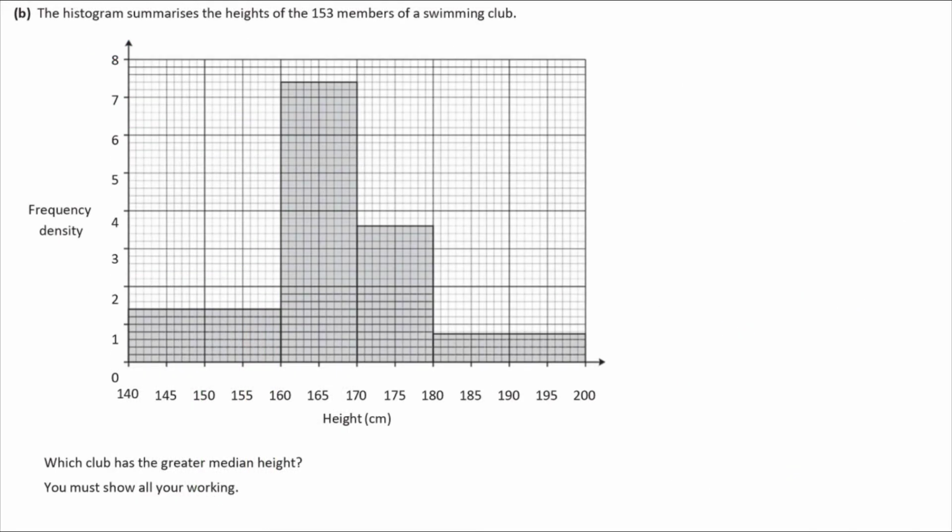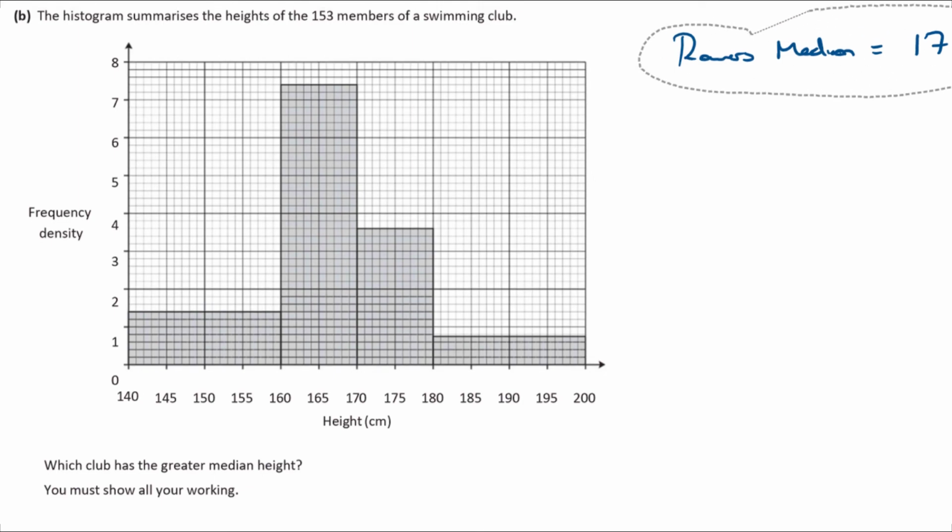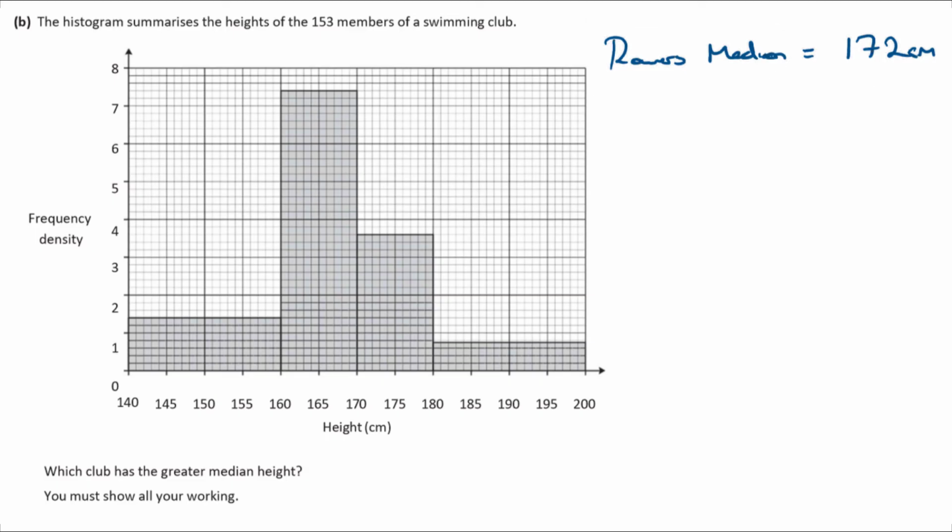16.7. The histogram summarizes the heights of 153 members of a swimming club. And the question is, which club has the greater median height? You must show your working. So from part A, we know that the rowers' median height was 172 centimeters, wasn't it? Let's move it over. Right, so the rowers was 172. So what is the median now of the swimmers?